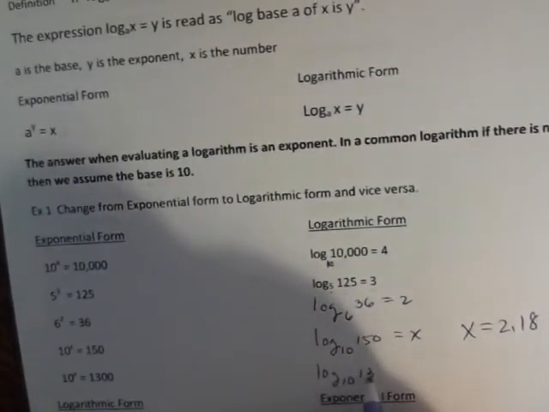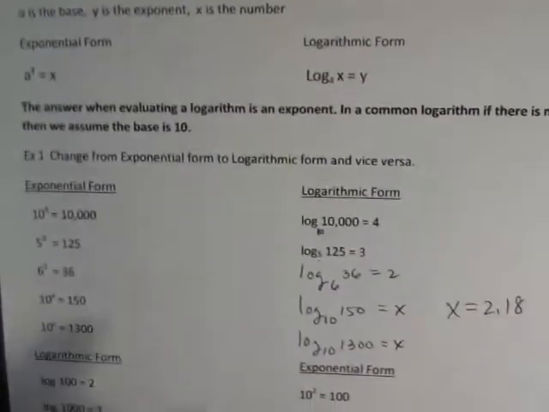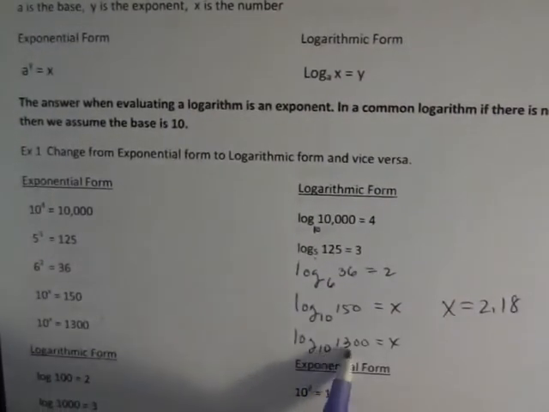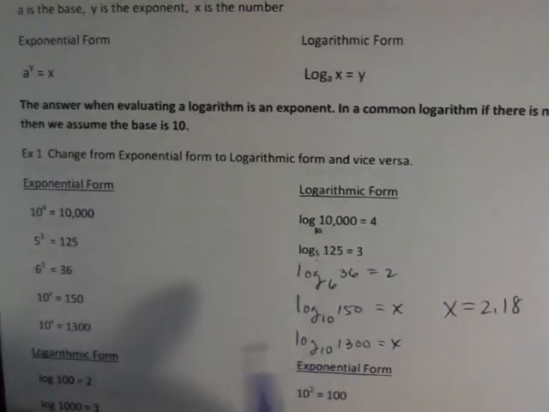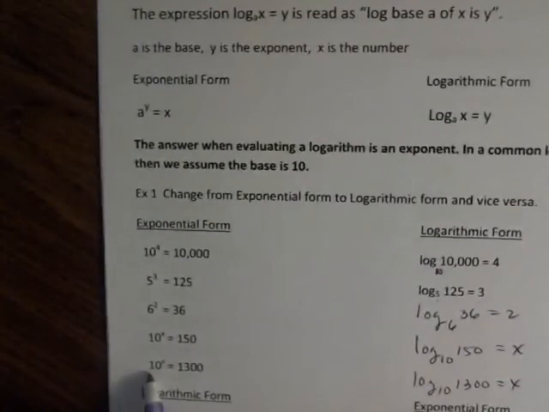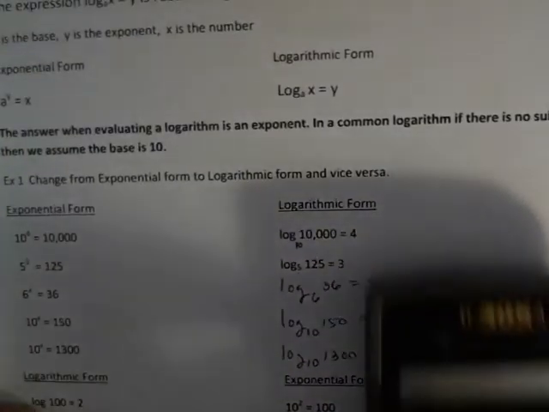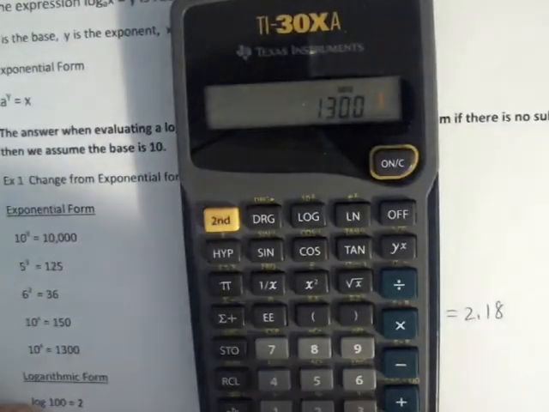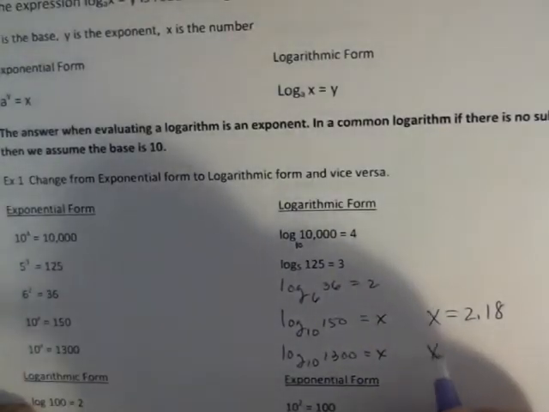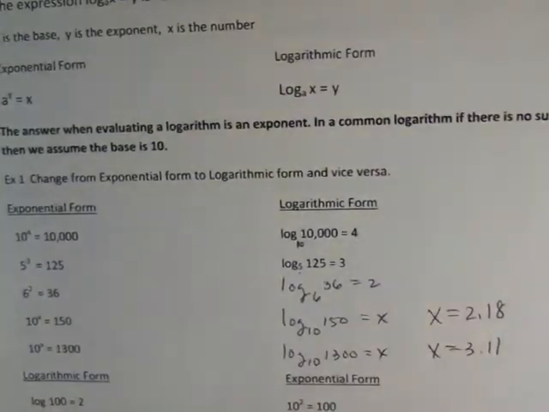Log base 10 of 1300 equals x. Again, base is 10. 1300 is the number. X is the exponent. Anytime you change from one form to the other, you should end up with something you can put in your calculator. I cannot put 10 to the x in my calculator, but I can put log 1300 into my calculator. So I go 1300, and I hit the log, and I get 3.11. So in this case, x is 3.11.